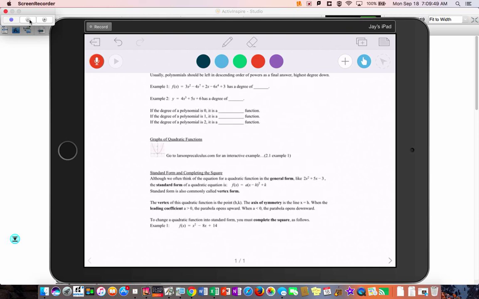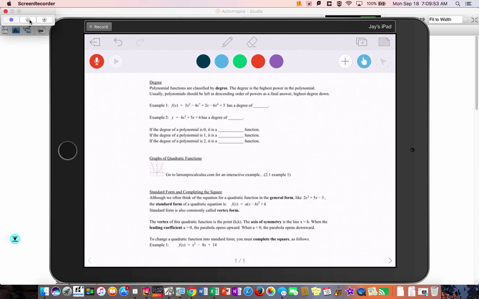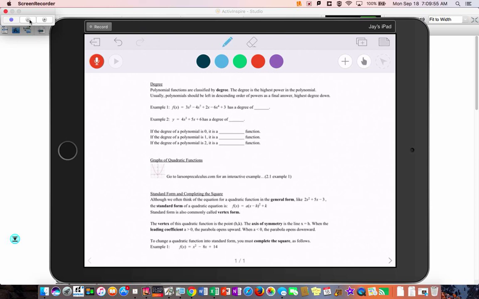So example 1, they're sort of hiding the 7 right there. So this would be a degree of 7. And this one down here, the largest exponent is that 3. And so you'll notice the difference between example 1 and example 2 is the order is slightly mixed up.